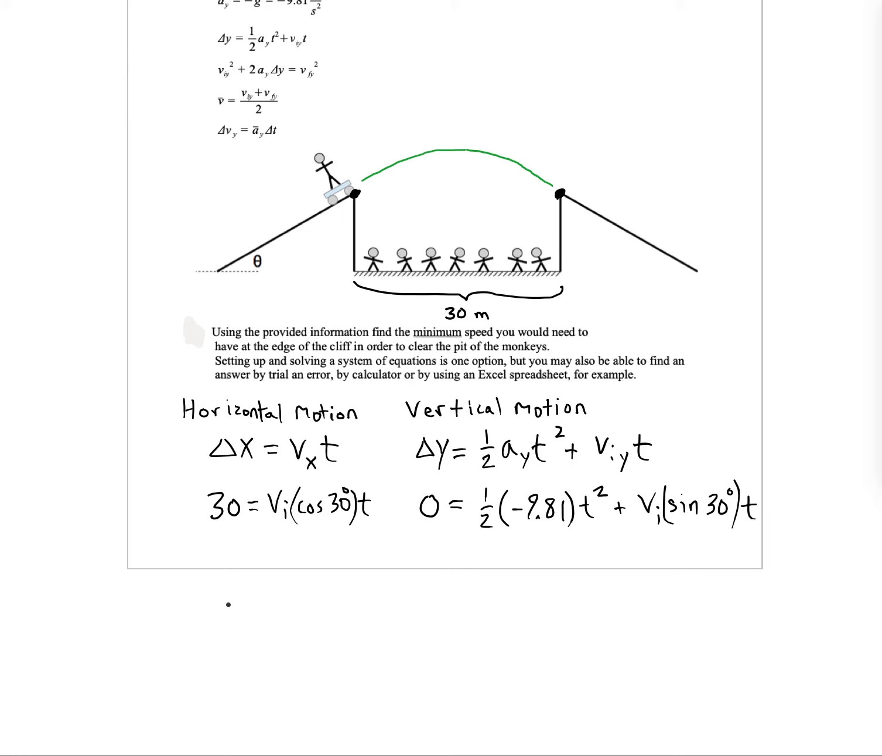Alright, so 30 equals Vi times radical 3 over 2. That's a half.